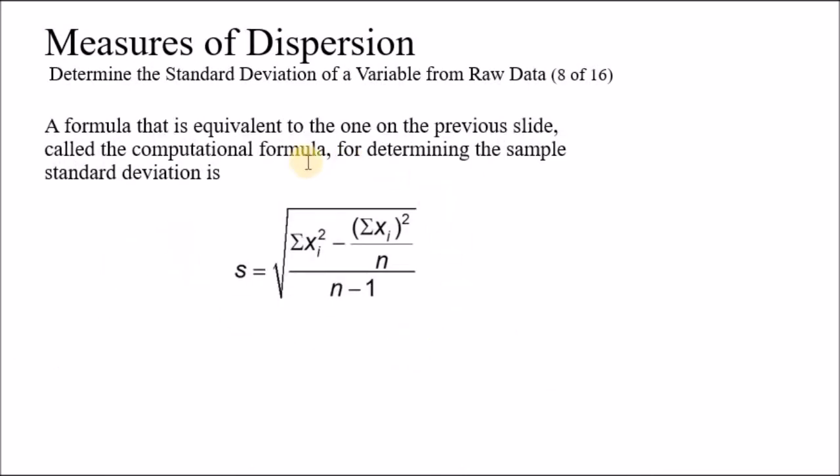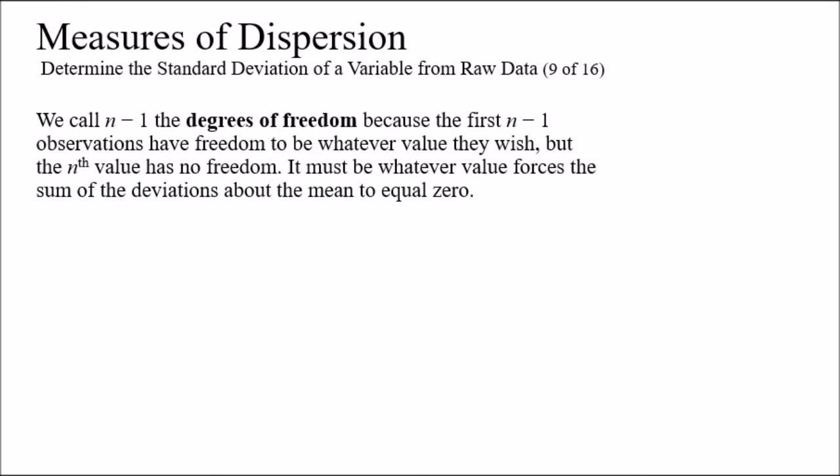And that is the computational formula, and you guessed it. The only change here is we don't divide everything by the number of observations, but we divide by the number of observations minus 1. We call n-1 the degrees of freedom because the first n-1 observations have freedom to be whatever values they wish, but the nth value, which is the last one, has no freedom. It must be whatever value forces the sum of the deviations about the mean to equal 0.